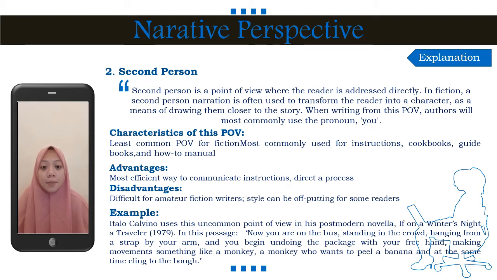The example of second person is Italo Calvino, who used the uncommon point of view in his postmodern novella. If a writer's like a traveler, in this passage, now you are on the bus, standing in the crowd, hanging from a strap by your arm, and you begin undoing the package with your free hand, making movements something like a monkey who wants to peel a banana and at the same time cling to the pole.